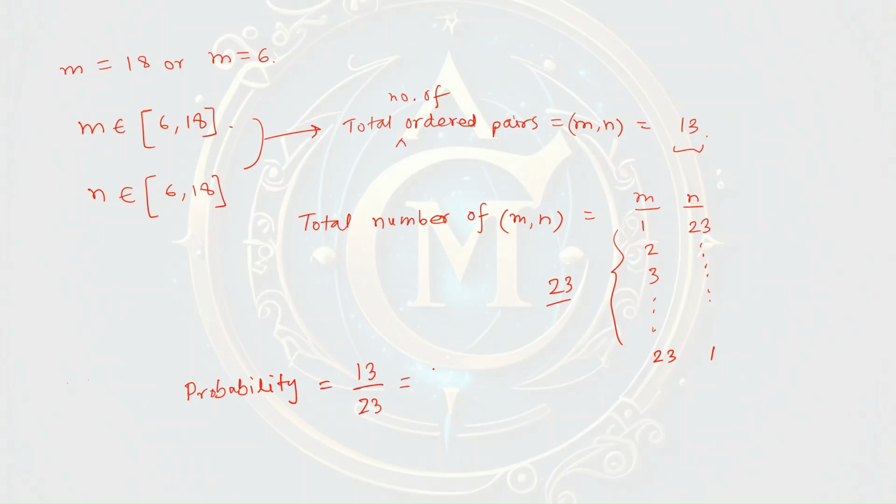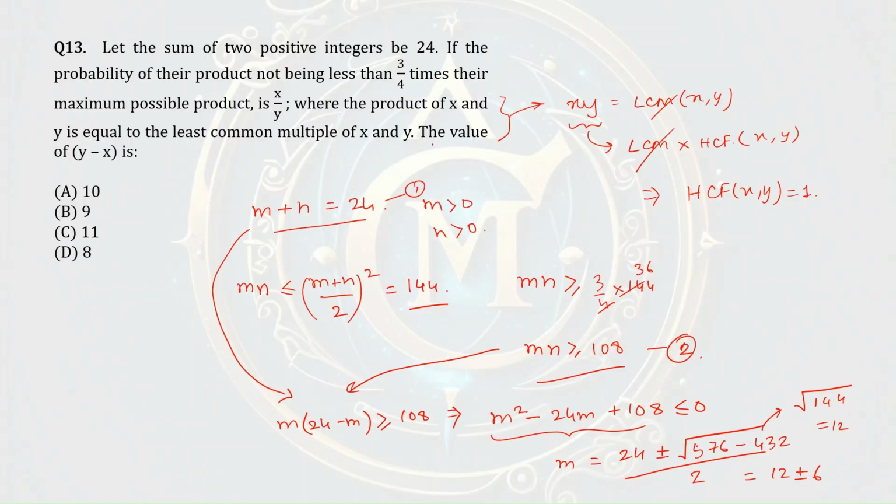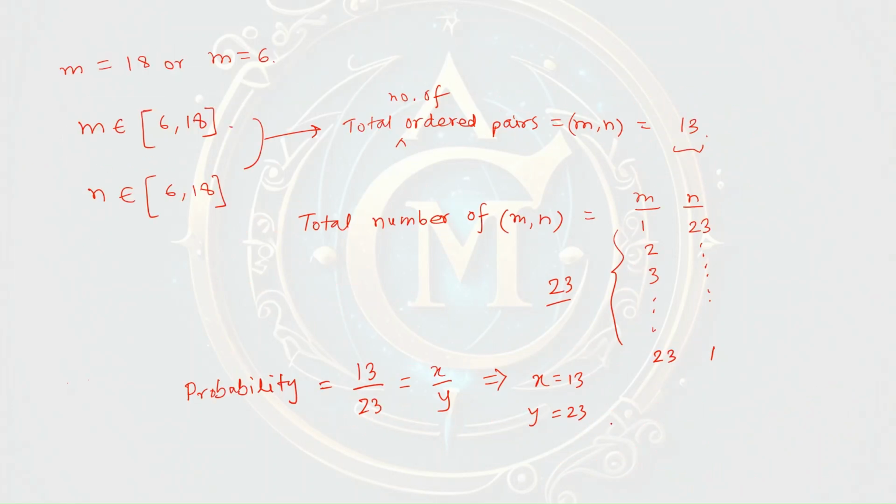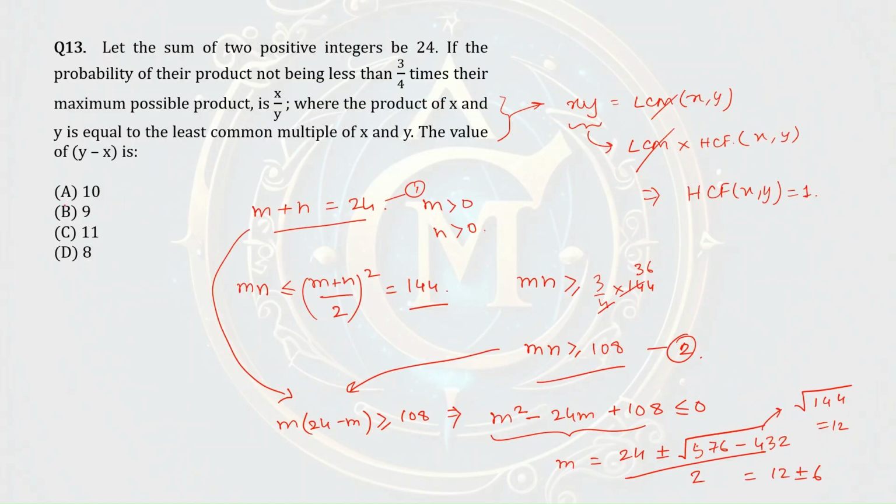It is told that this ratio is equal to x by y, where x and y are co-prime. So x is 13 and y is 23. That means the value of y minus x is asked in the question. So y minus x will be 10 in this case. So option A will be the correct option. I hope you understood this question.